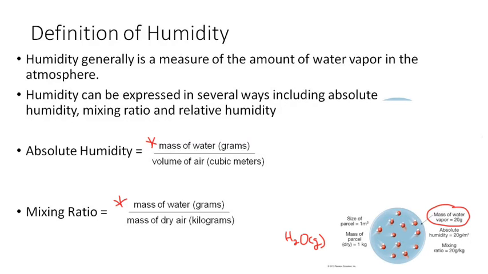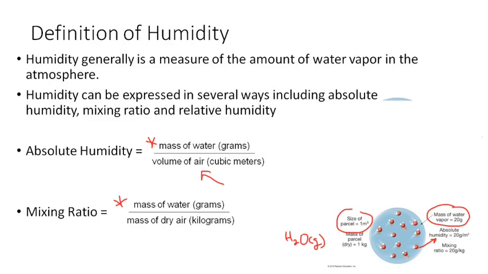Now, in the case of absolute humidity, we take the mass and we divide it by the volume. So in this case, it looks like we have a volume of 1 meter cubed. So 20 grams divided by 1 meter cubed, you can see that the absolute humidity is 20 grams per 1 cubic meter. I hope that works for you.